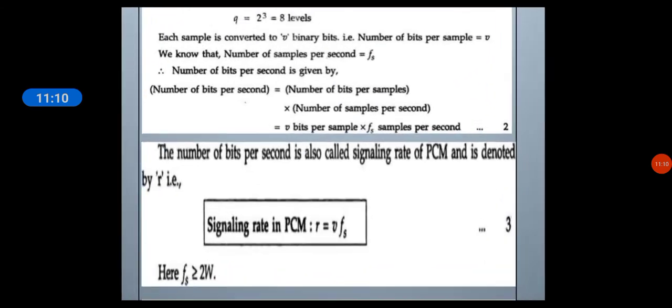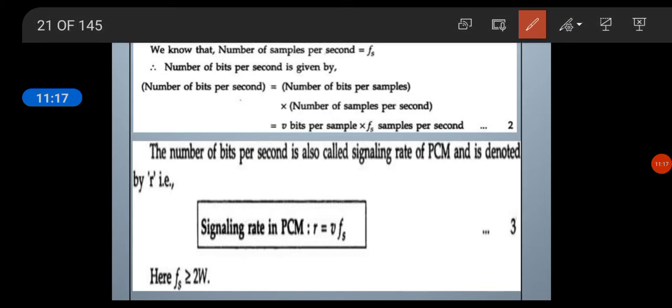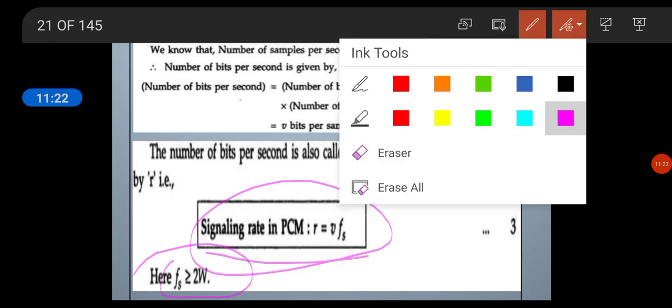After that, we will be calculating further. I have told you that this is also called the signaling rate. Here Fs is greater than or equal to 2 omega.